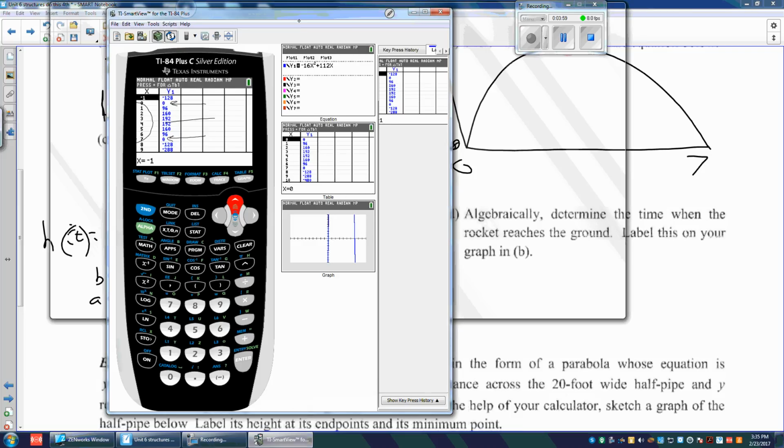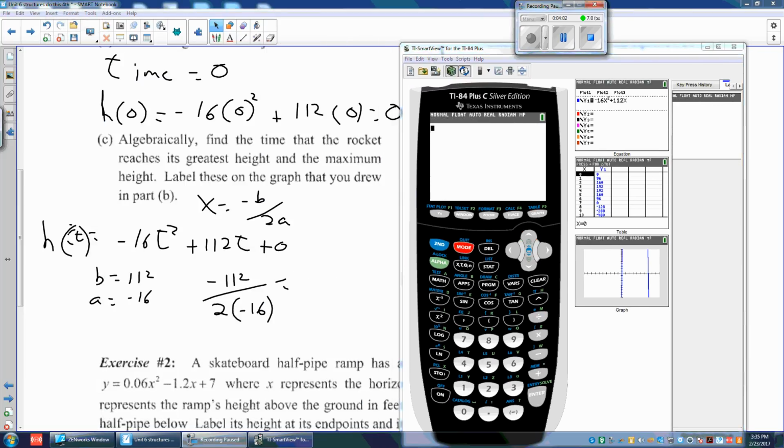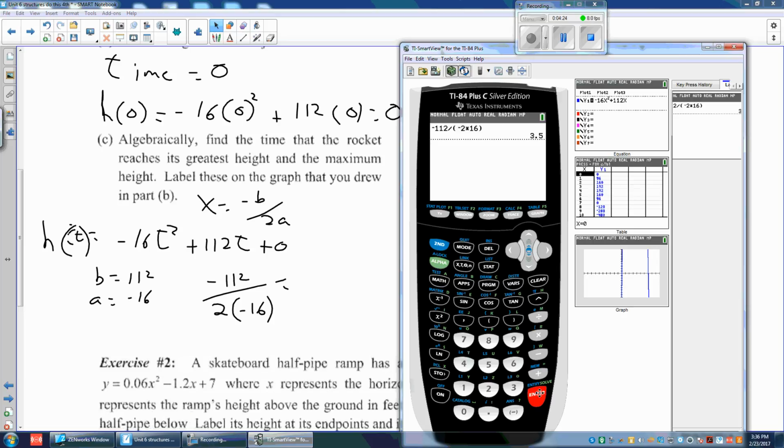I grab my calculator, and I just type negative 112 divided by, now hey, if I do 2 times negative 16, I'm going to get the wrong answer. So I do parenthesis, negative 2 times negative 16. I'm going to get the same answer, I'm just changing the signs. Close the parentheses, and I get 3.5. That's x.